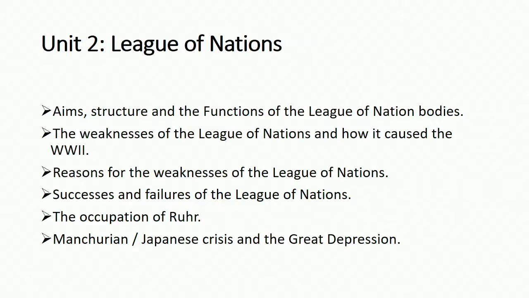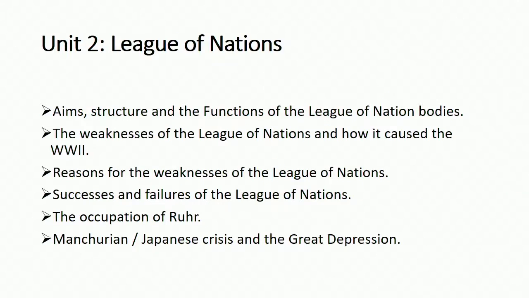And you should also know how it caused the outbreak of the Second World War. So we know one of the reasons why the Second World War started: it's because the League of Nations had some weaknesses, and failed to keep peace in the world. And this is what we call the weaknesses within the League of Nations. So you should be able to link it to why it caused the outbreak. When you talk of the outbreak, we mean the start of the Second World War.